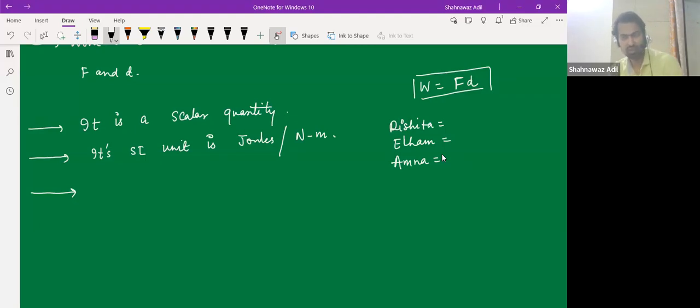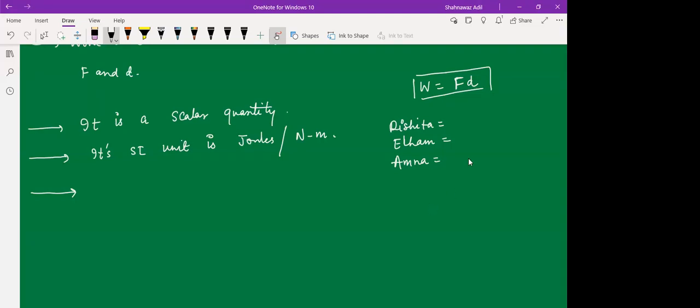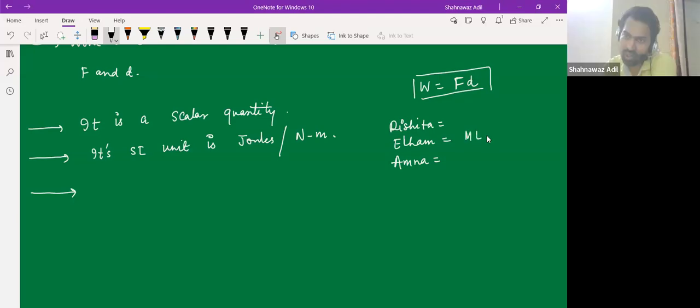Is it ML squared T to the power minus 2? Okay. So ML squared T to the power minus 2, right? So let's take the answers from Rishita and Amna.